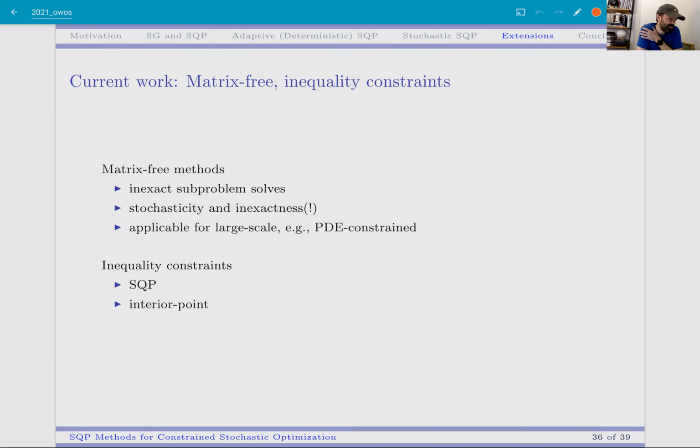Naturally, you end up with a few user-defined parameters you have to control when you're balancing stochasticity and inexactness, but we present the algorithm in a way that gives you a lot of flexibility for different applications to tune the algorithms for those settings.